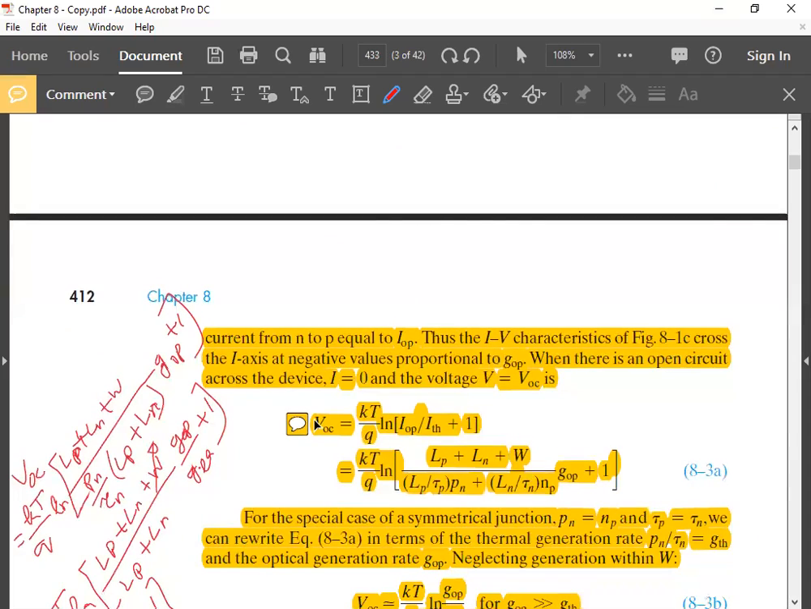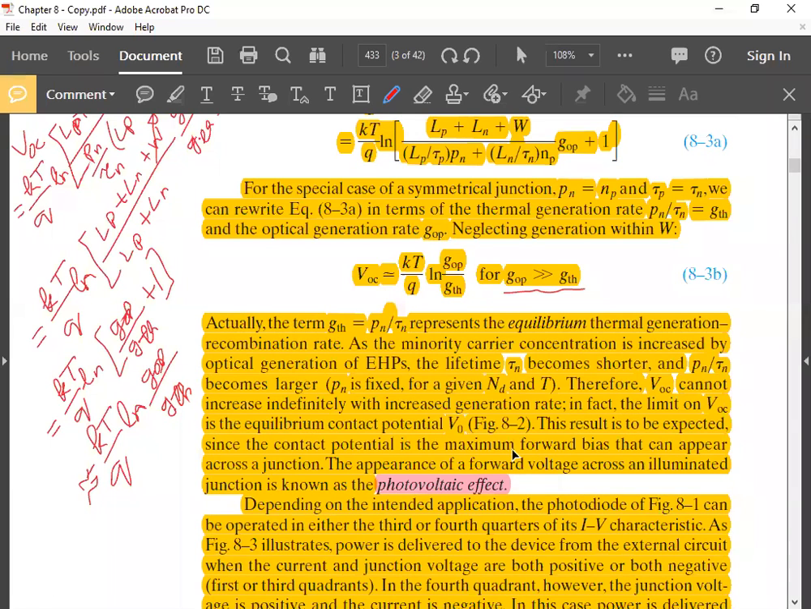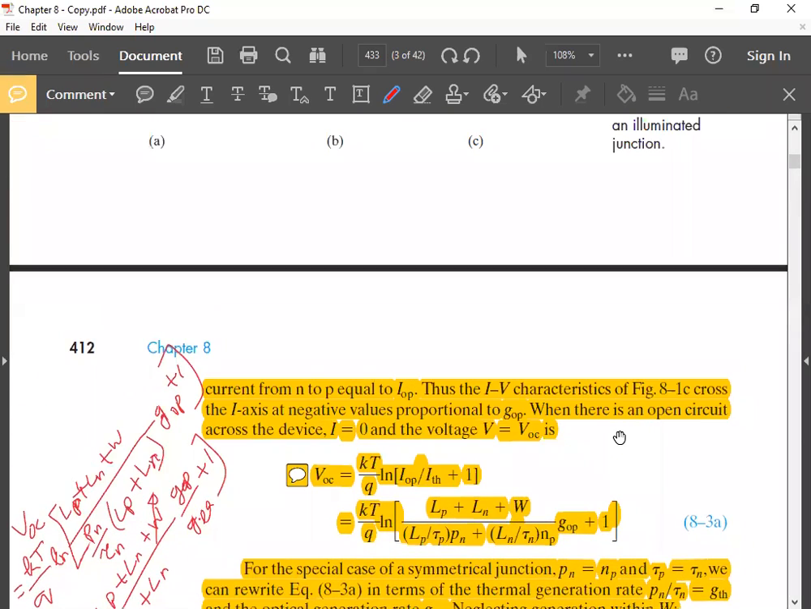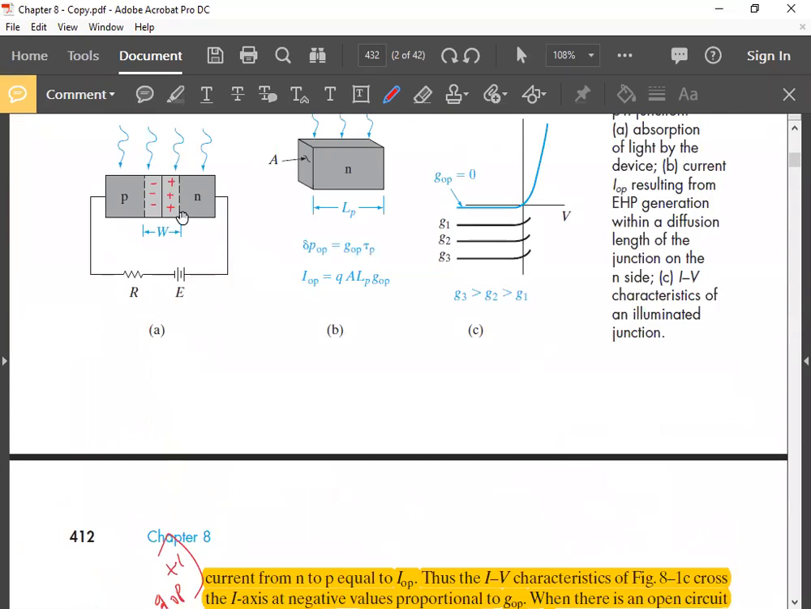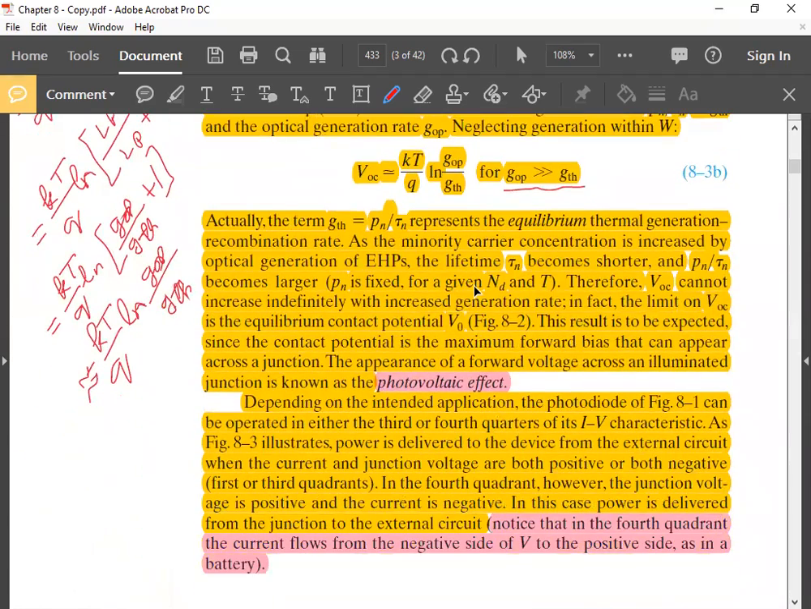And when you open this, you get a voltage, which is the photovoltaic effect. The voltage magnitude is small, but you will get a voltage from the illuminated junction. This is useful when you want to use the photodiode as a battery, a solar cell. So the same photodiode, in a different configuration, can be used as a photo detector, or as a battery, a solar cell.